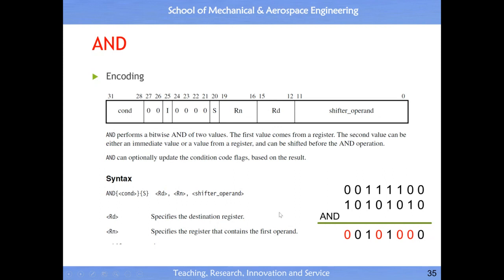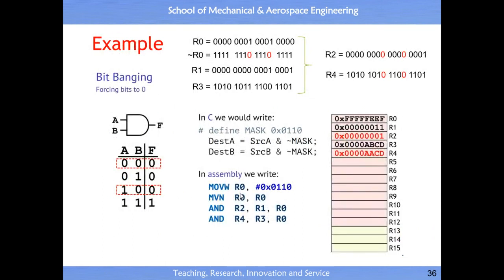And what is the bitwise AND operation? This example shows you. If you have 00, then the output is 0. 01 is 0. 10 is 0. Only when you have 11, then you get the 1. Okay? So this is an example. Okay, this reminds you about the bitwise AND operator.